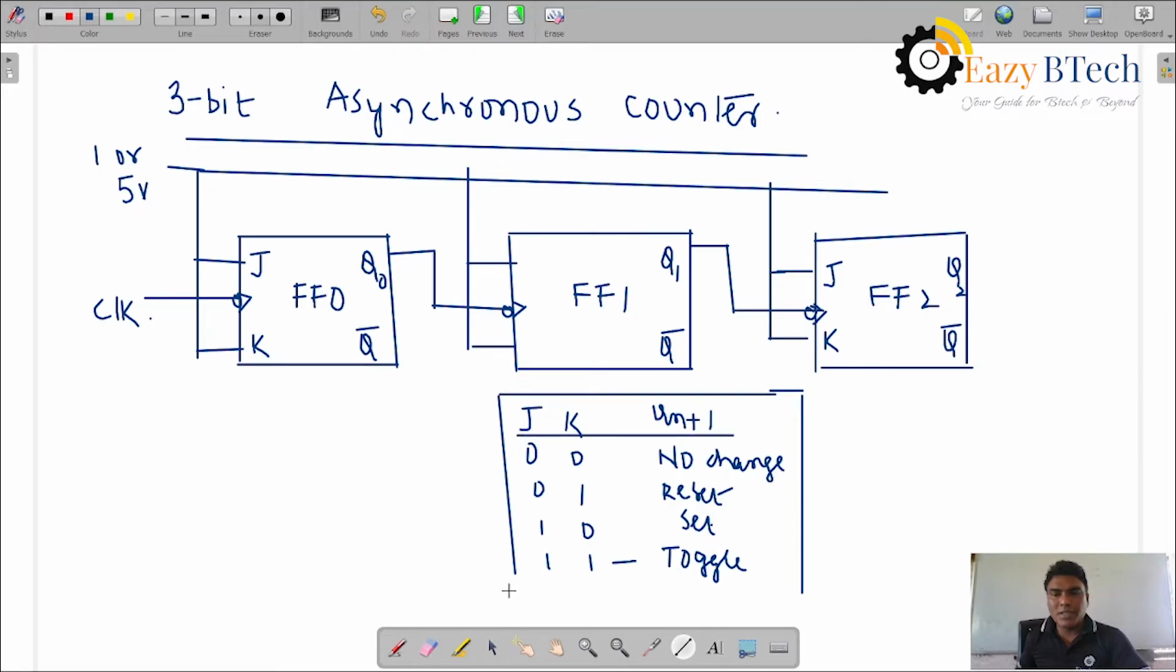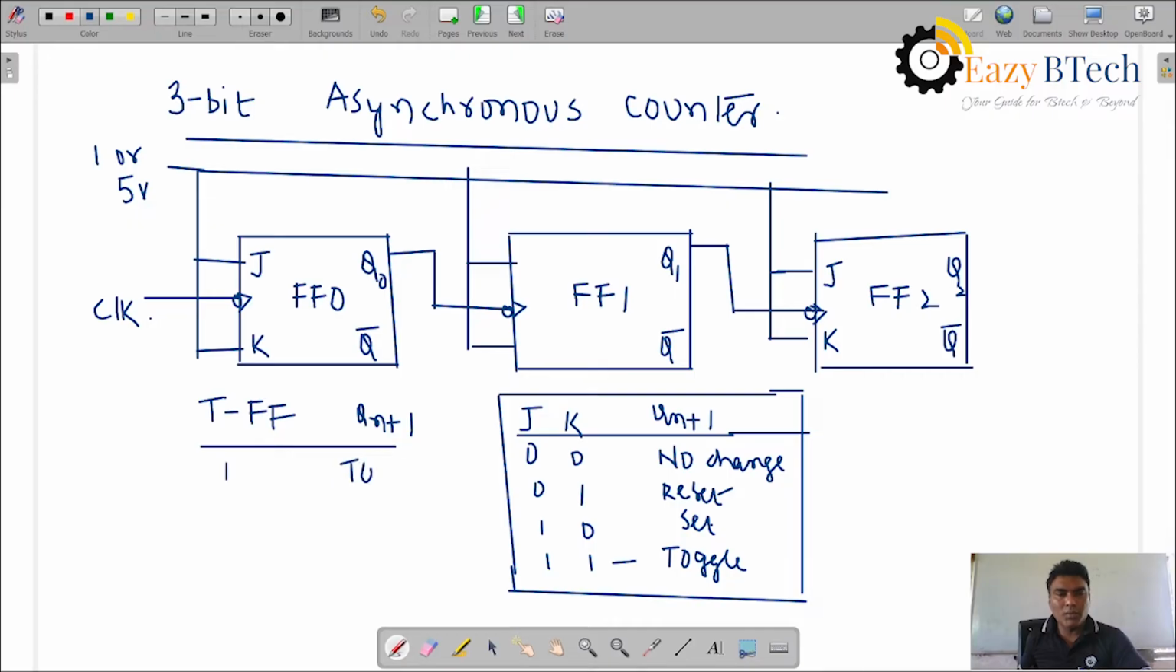Where 1 is connected, it will toggle, changing 0 to 1 and 1 to 0. Otherwise, when both inputs are common and the input is applied, it is a T flip flop. In the T flip flop truth table, when 1 is given, Qn plus 1, the next state, toggles: 0 to 1, 1 to 0. When 0 is given, it is Qn, no change state. So when both inputs are common, it is a T flip flop.